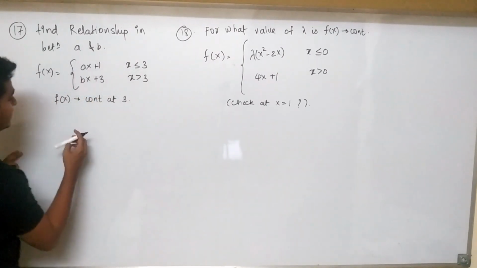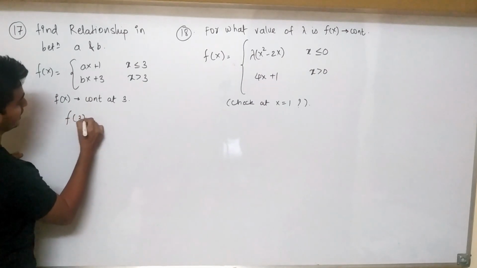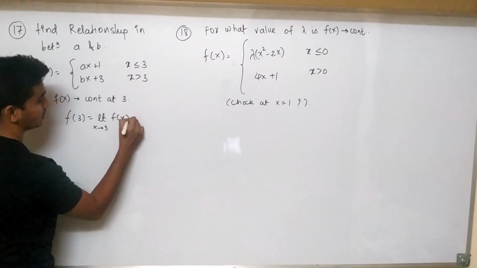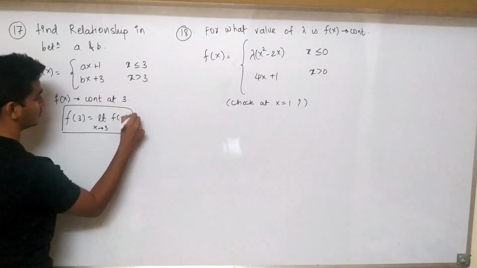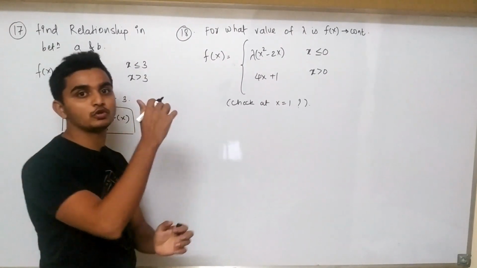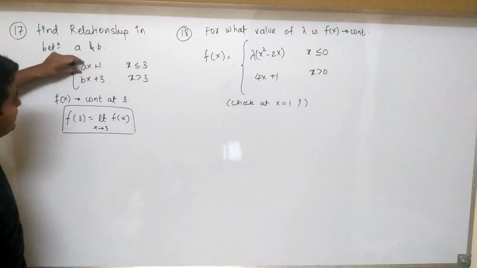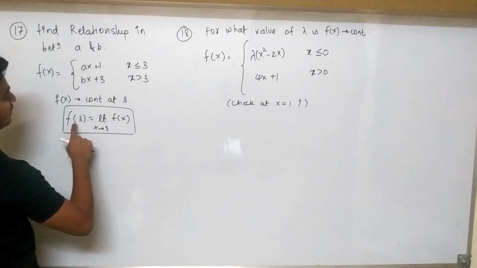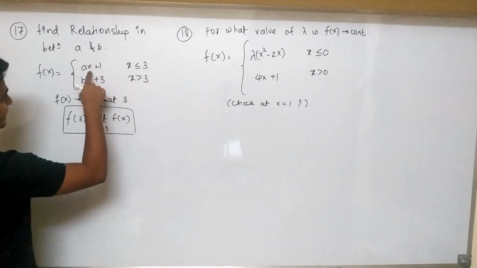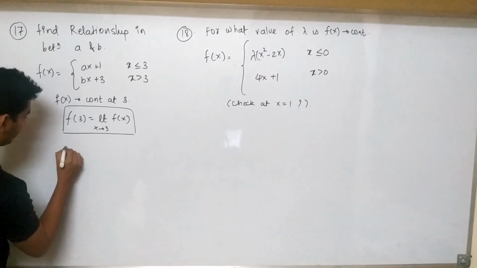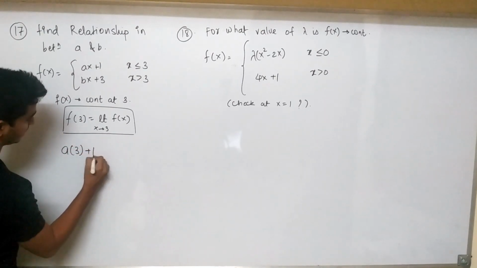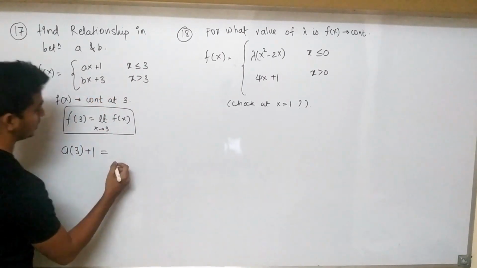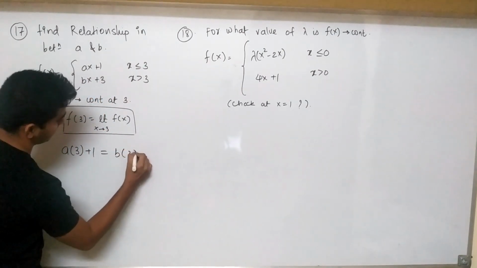So what it necessarily tells us is that f of 3 equals the limit as x tends to 3 of f of x. This is already given, we don't have to find this out. Now we have to do the reverse procedure: we have to find this a and b value. So we know that these two are equal, so f of 3 will be what? You have to plug in 3 at the x value, so it will be a times 3 plus 1, which is equal to, since they are equal, plugging in 3 over here, b times 3 plus 3.